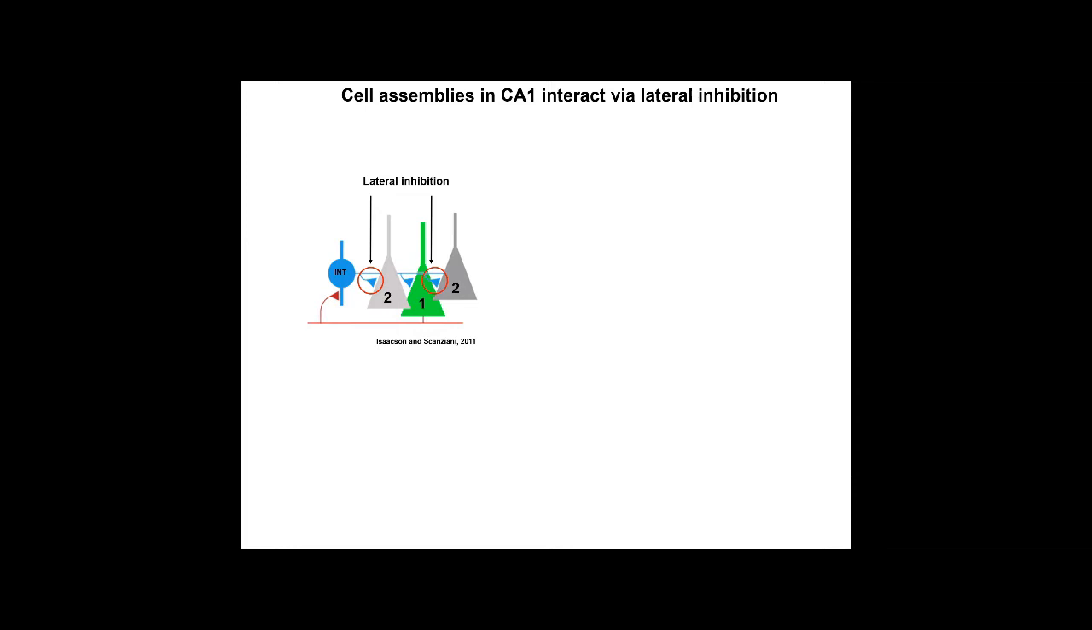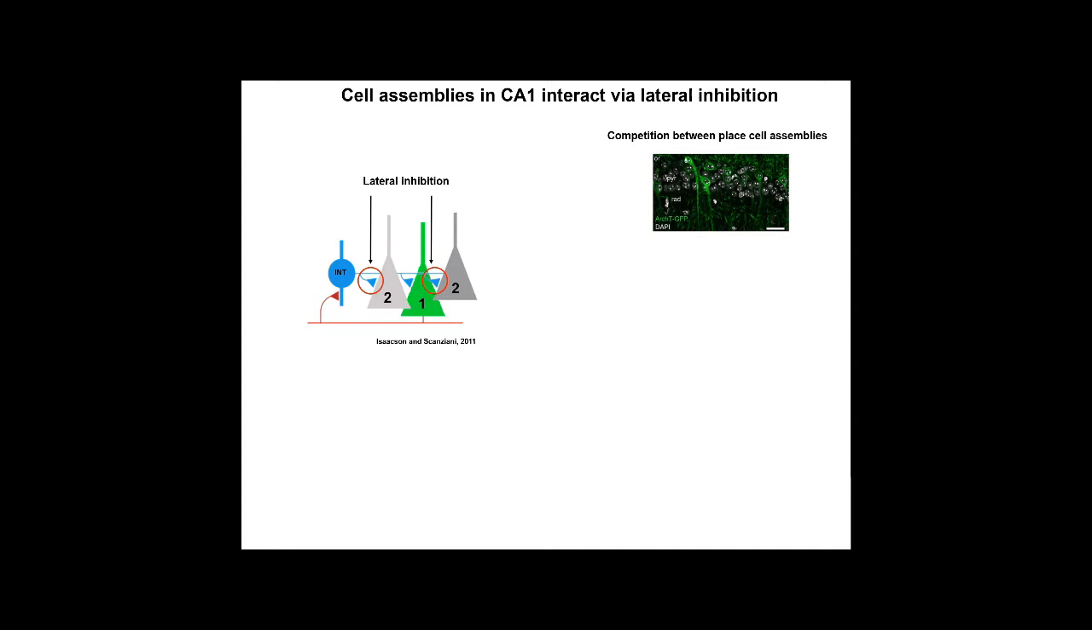And so in this cartoon, we're thinking about two assemblies of pyramidal cells, the green and the gray, 1 and 2. And we're thinking about how they could be interacting. So it could be the case in this cartoon that assembly 1 excites an interneuron that then inhibits itself and also other assemblies. So this can be thought of as like a lateral inhibition motif. There's a lot of evidence that this is actually the case. This competition for representations in CA1 is true.